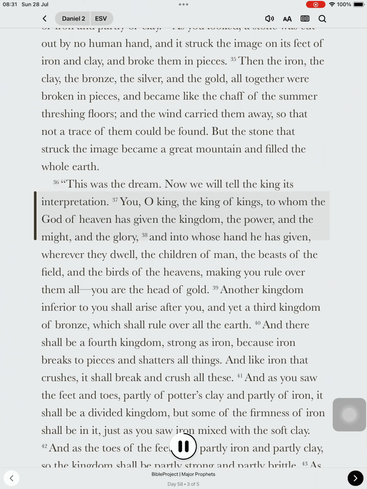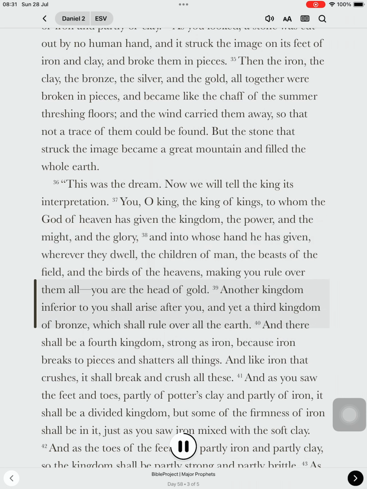You, O king, the King of kings, to whom the God of heaven has given the kingdom, the power, and the might, and the glory, and into whose hand he has given, wherever they dwell, the children of man, the beasts of the field, and the birds of the heavens, making you rule over them all. You are the head of gold.